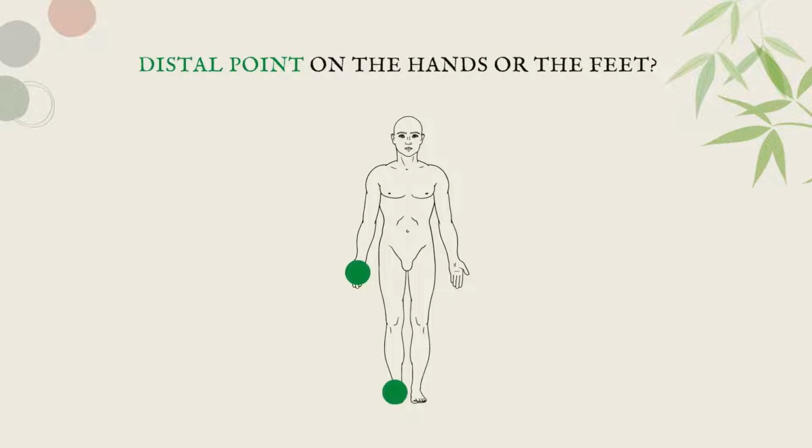One interesting thing is that when choosing a distal point, we should keep in mind that distal points on the feet are more powerful than those on the hands. If we want to moderate the effect of the treatment because the patient is rather weak or old, we can then choose the distal point on the hands.